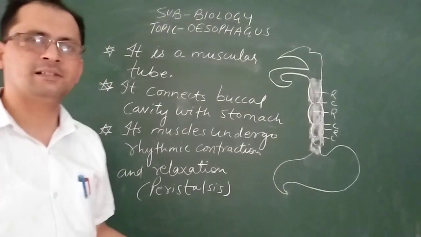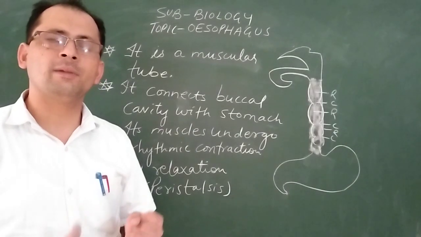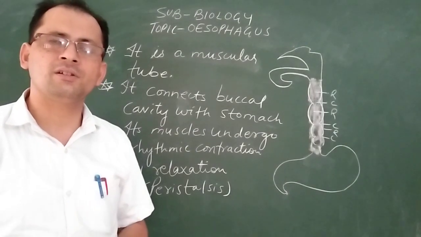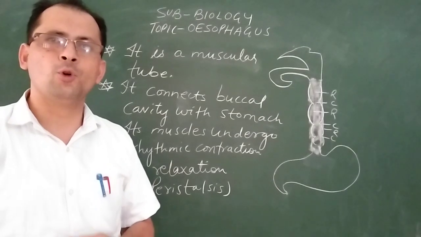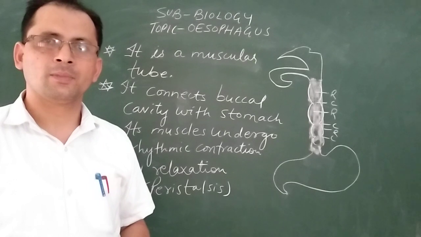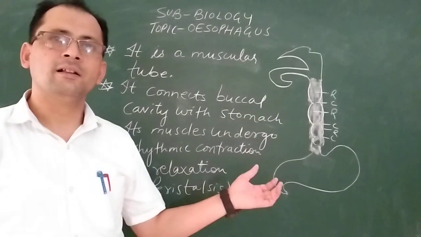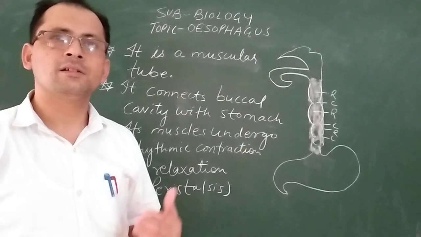So what is peristalsis? It is the rhythmic movement, or the rhythmic contraction and relaxation, in the muscles of the food pipe, due to which the food moves forward. And the other function of the food pipe is to connect the buccal cavity with the stomach.